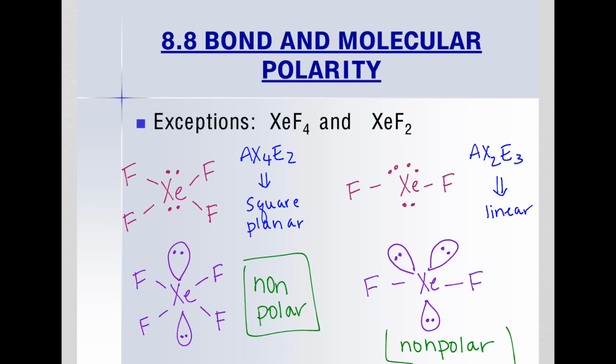So these are the only two exceptions you need to remember. A square planar and linear, so in other words AX4E2 and AX2E3, even though they have lone pairs on the central atom, those geometries are indeed nonpolar. Every other structure you come across, if there are lone pairs of electrons in the center, it's polar. These are just the two exceptions.